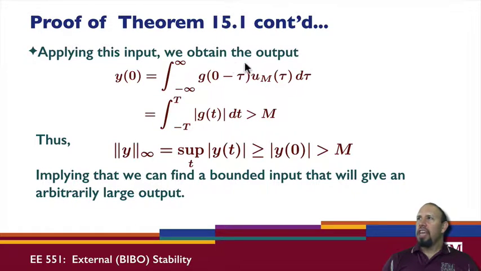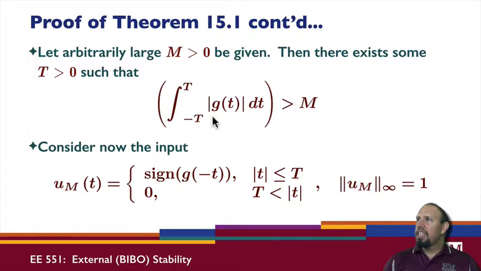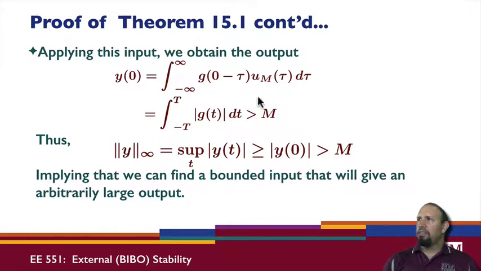So all of this boils down to this, but I know that this is greater than M. So y at time 0 has magnitude greater than M. Therefore, the infinity norm, which is the supremum over all time of y of t, is greater than or equal to y at 0, which is greater than M. This implies that we can find a bounded input, that is, u was bounded, that will give an arbitrarily large output. So if this condition is not satisfied, then I can find a bounded input that gives me a large output. So that's showing my system is not BIBO stable.